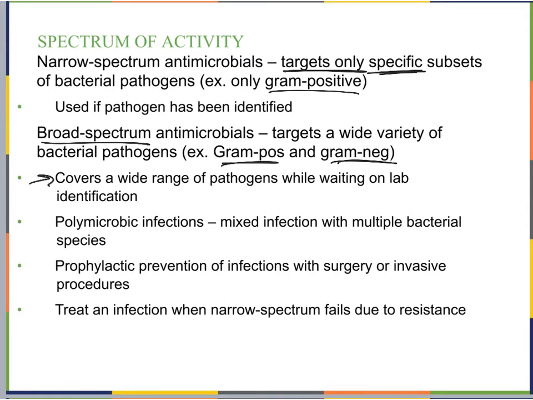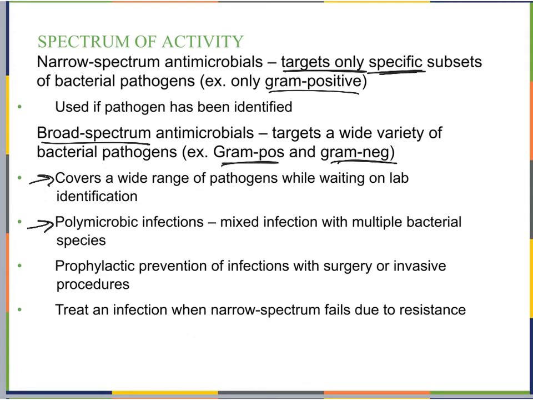If a person goes in and they are quite ill and need to get started on something soon, then they might be given a broad spectrum, even though a blood draw or a swab was done and given to the laboratory, and they're waiting on lab identification. Once they get lab identification back, they may then switch to a narrow spectrum antimicrobial. But they've been given that broad spectrum to hopefully take care of whatever it is in the meantime, because it has a wide variety of pathogens it can kill.